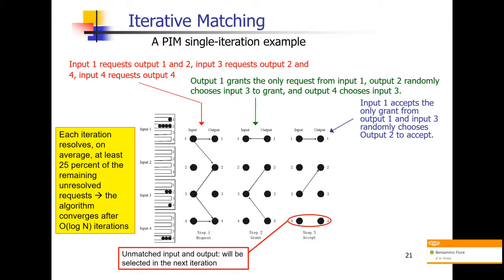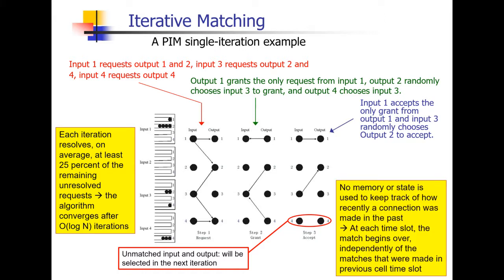Each iteration resolves on average at least 25% of the remaining unresolved requests. So the algorithm, in the worst case, takes n iterations to converge, but on average it will take only log n iterations. So it's an effective algorithm, which however has some problems that I'm going to show next.